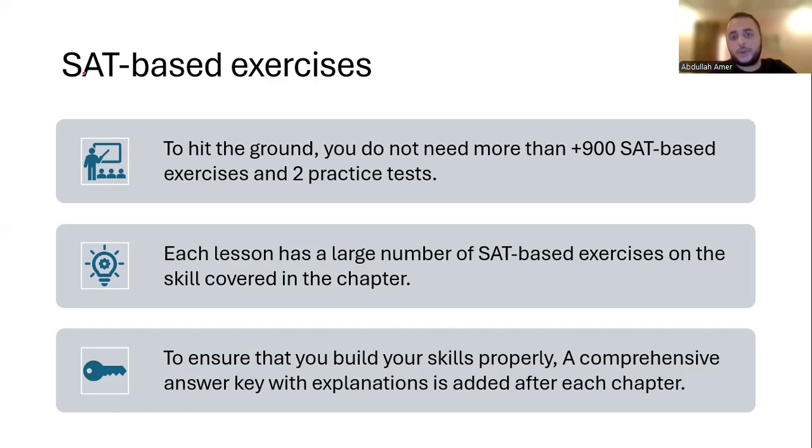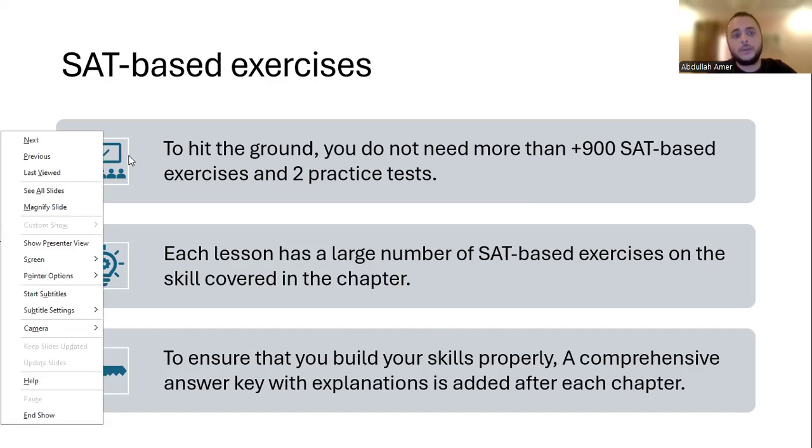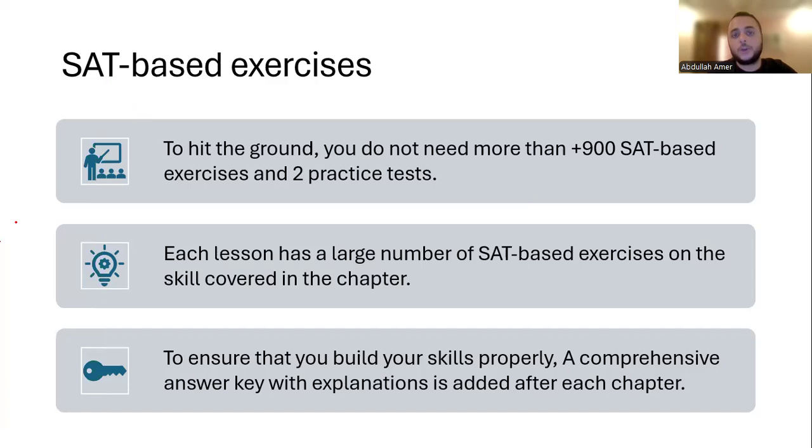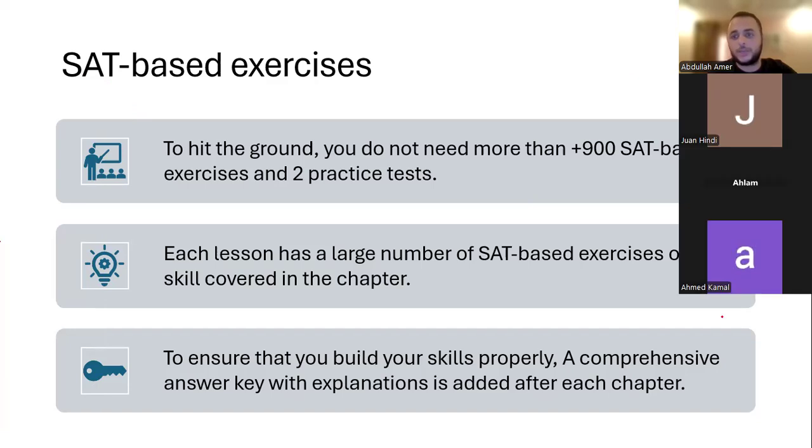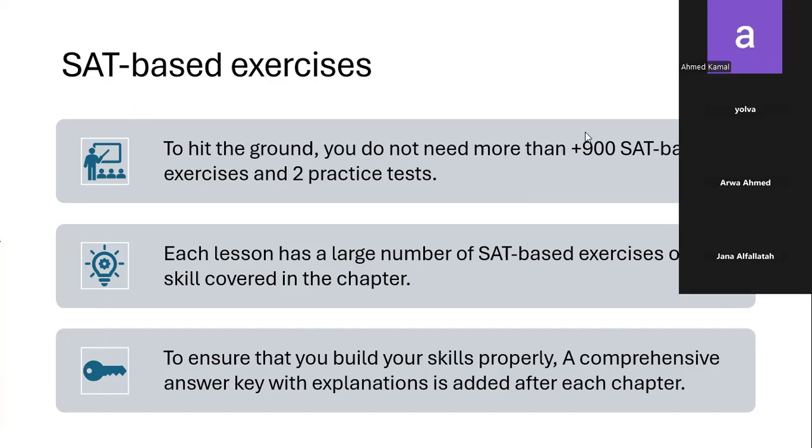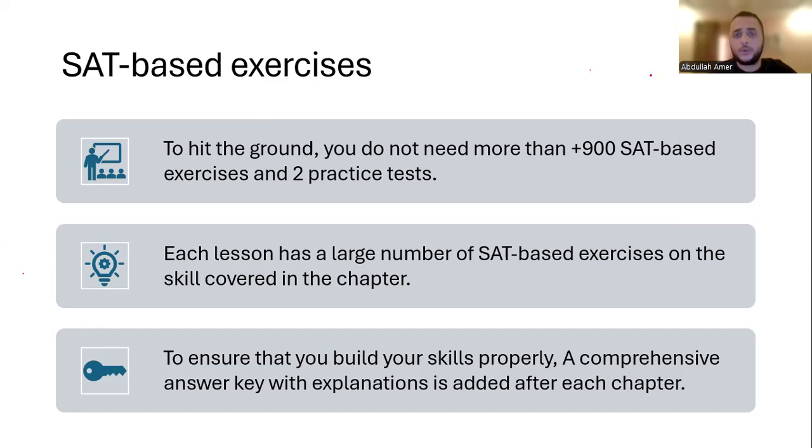So to hit the ground running, you don't need more than 900 questions in the book and in our foundational course. Each lesson has a large number of questions. For example, in the third domain, for comma boundaries, we have like 75 questions. And some of the students among you, alhamdulillah, have already finished these questions and they got very good scores. Each lesson has these questions after it.